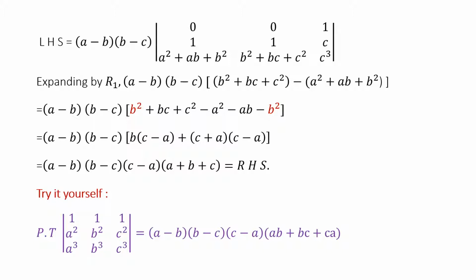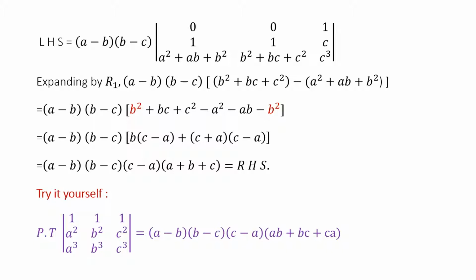Okay. So, now you are taking it out and the resulting determinant after taking the common factors out is 0, 0, 1, 1, 1, C, A square plus AB plus B square, B square plus BC plus C square, C cube, right? You are going to expand it by R1 because that only contains two zeros. Now, first write whatever be the common factors out. So, you will write A minus B into B minus C.